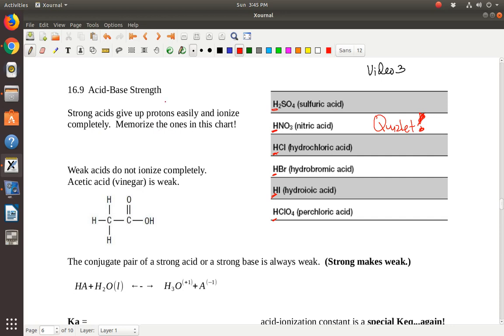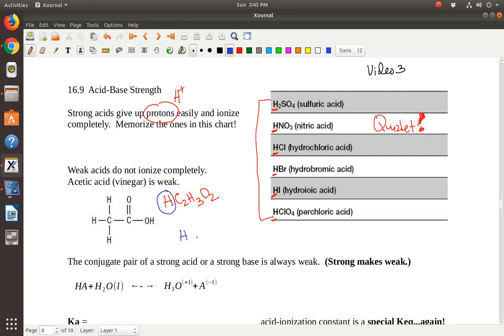Strong acids give up protons. Remember that a proton is a hydrogen ion, and they give them up easily and ionize completely. These are the strong acids that usually ionize completely. But weak acids do not ionize completely. This is acetic acid or vinegar. Another way of writing this would be HC2H3O2, so that you see the hydrogen in the front of it that it's going to give up. And it doesn't usually ionize all the way.